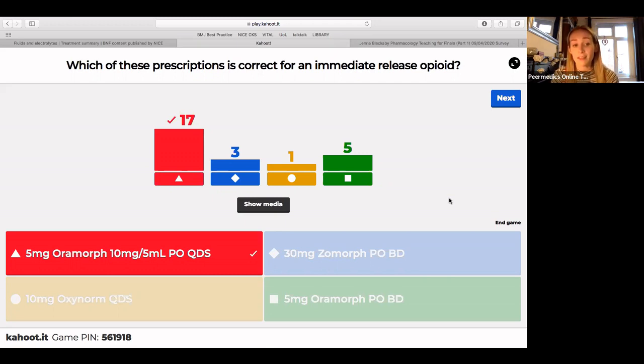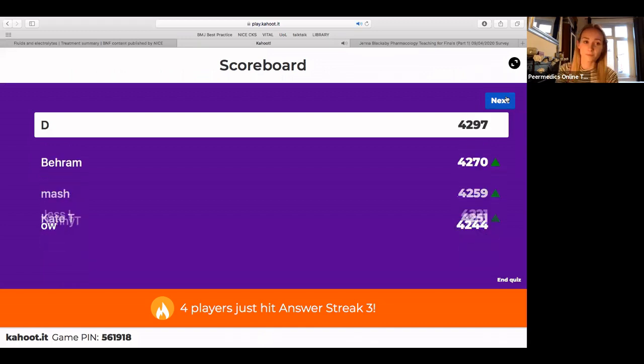Oxynorm, again, is one that we can use, but this one doesn't provide the strength and is too high. I think that's too high a dose as well. And then the 5 milligrams of Oromorph, we don't provide the strength there, and it's also the wrong frequency. Okay.